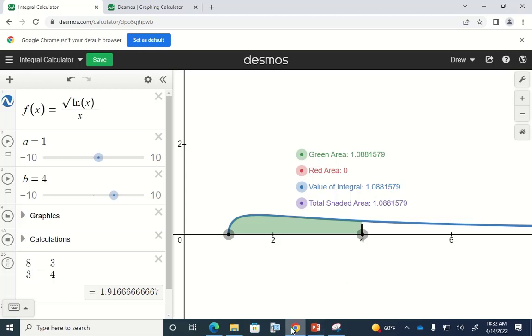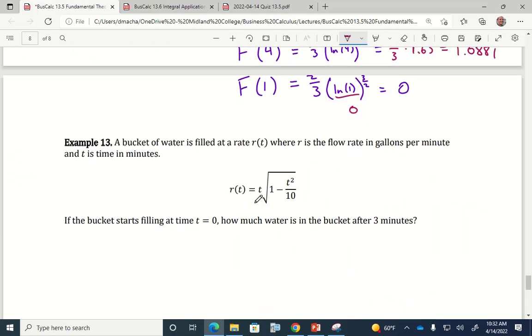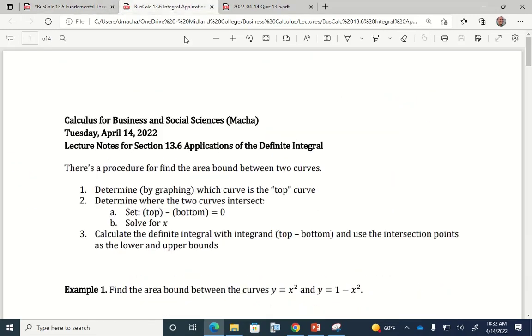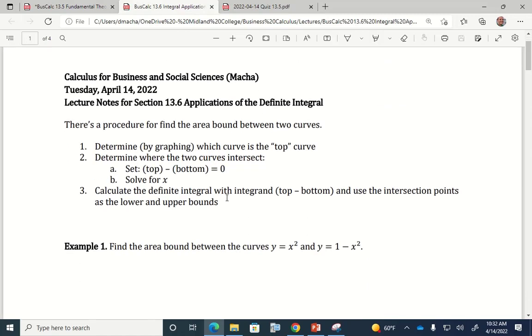Okay. So then let's talk about the notes for today. And the notes for today are really kind of short.